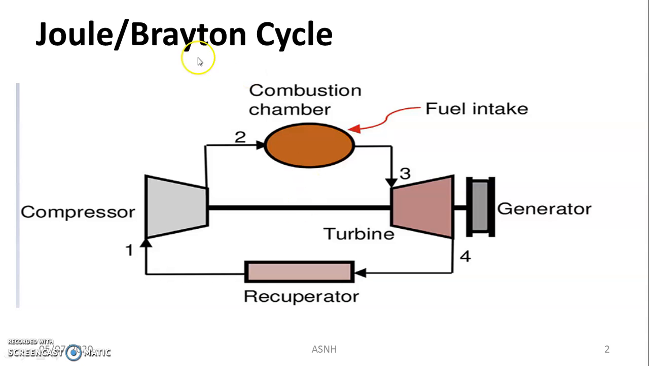So basically there are four components. The first one is the compressor, the second one is the combustion chamber or heating chamber, the third one is the gas turbine, and the fourth one is the intercooler, that is the recuperator. Also, in the case of a power plant, one more device is there, that is the generator, to produce electricity.